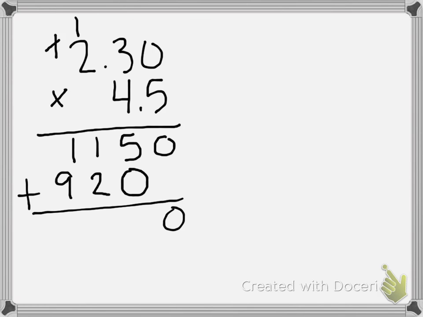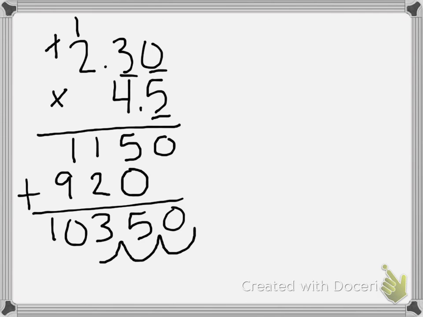0 plus 0 is 0. 5 plus 0 is 5. 1 plus 2 is 3. 1 plus 9 is 10. I have 1, 2, 3 numbers behind the decimal point. So I'm going to start to the far right of my number and go 1, 2, 3. My answer is 10.350 thousandths. We'll do one more.